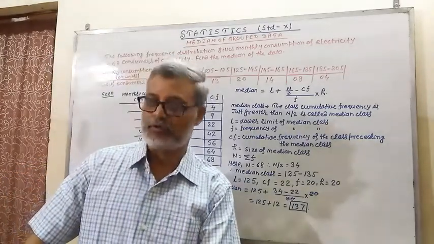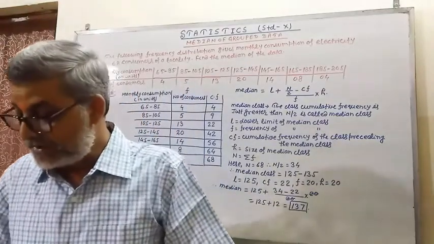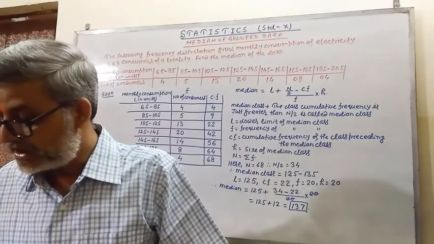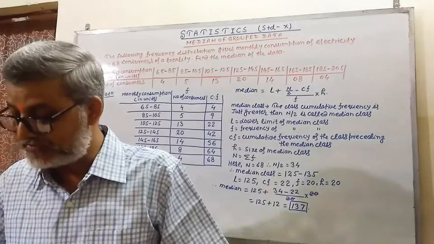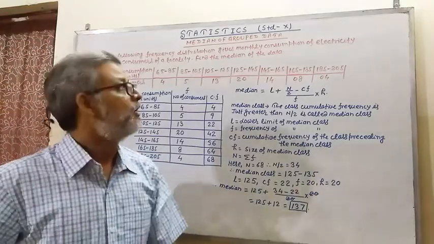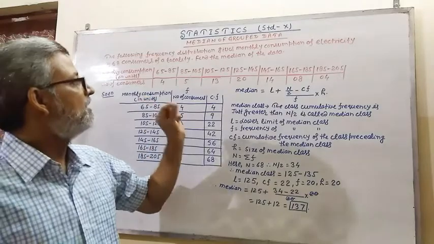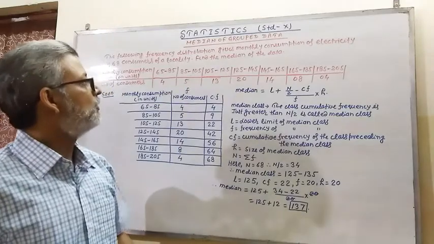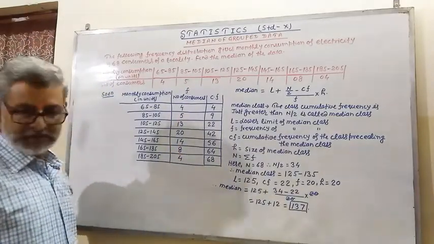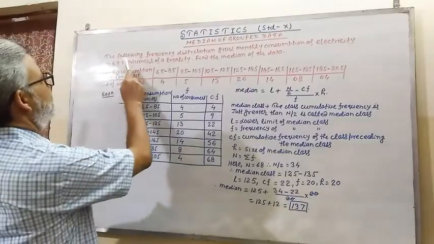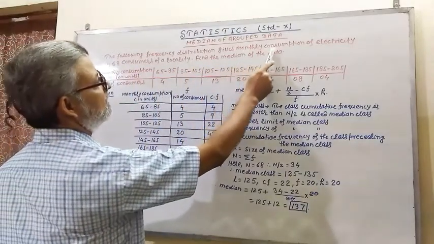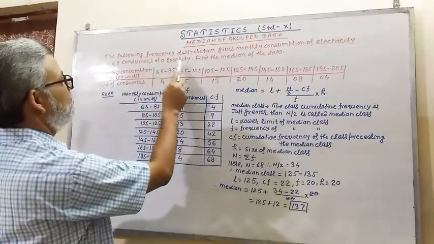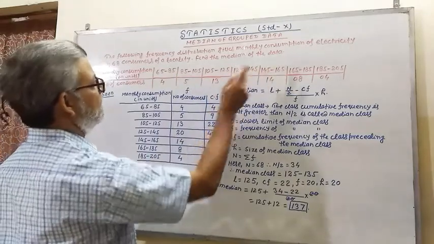Now, median of the grouped data. What is the meaning of that? It is a measure of central tendency which gives the value of the middlemost observation in the data. So, here we are having some formula. First, the question. The following frequency distribution gives monthly consumption of electricity of 68 consumers of a locality. Find the median of the data.